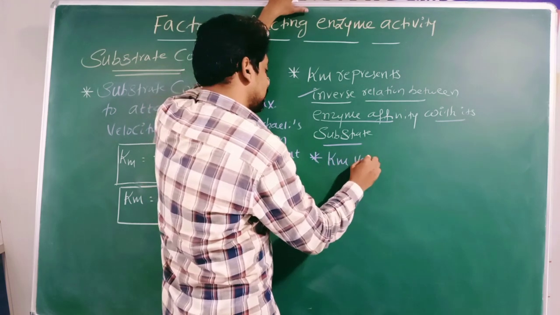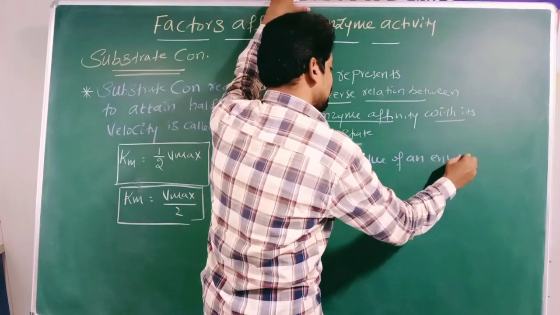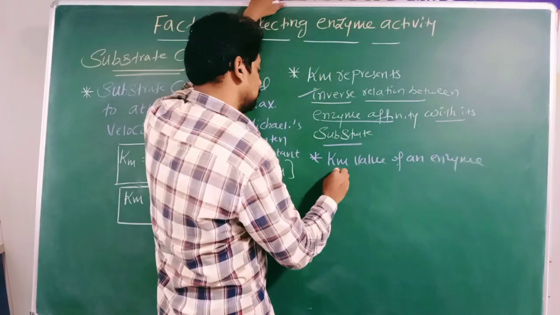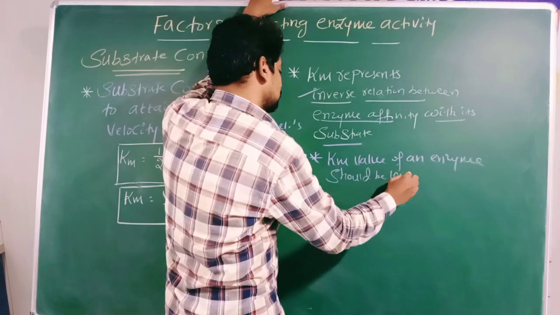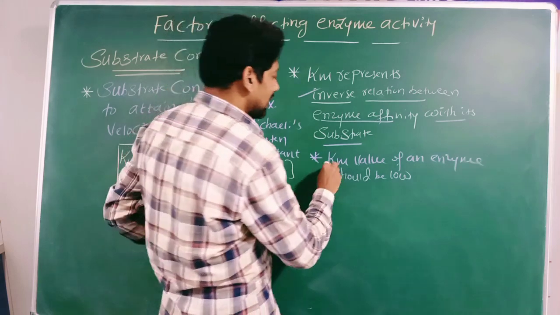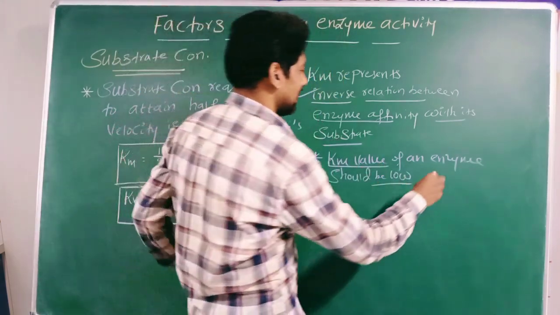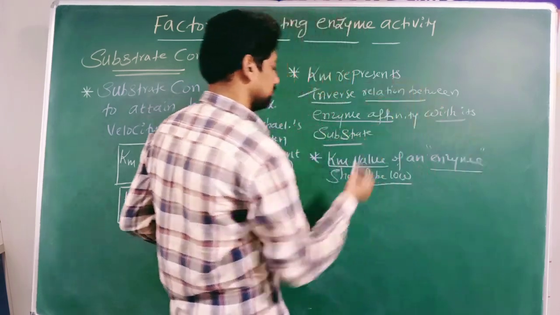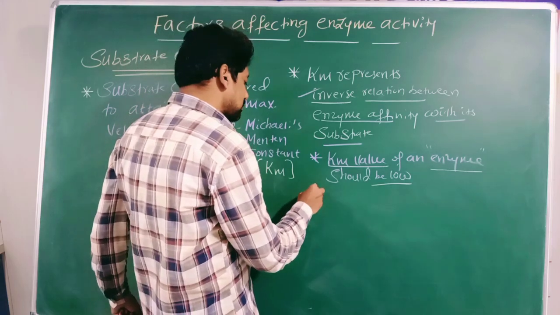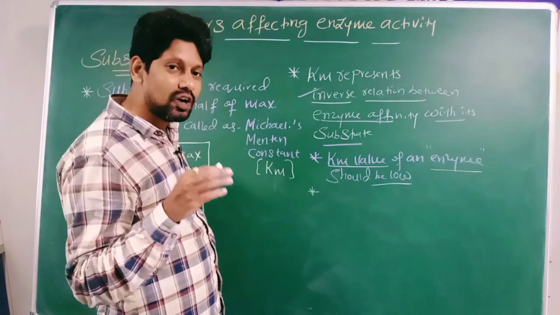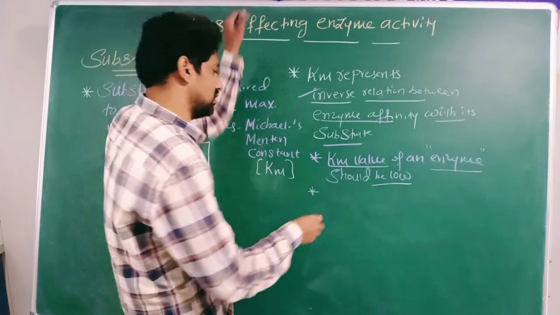Km value of an enzyme should be low. What should be low, sir? Km value of an enzyme should be low. Is this statement okay? Right. Sir, why should the Km value of an enzyme be low? If the Km value of an enzyme is low, then the enzyme shows more affinity towards the substrate.